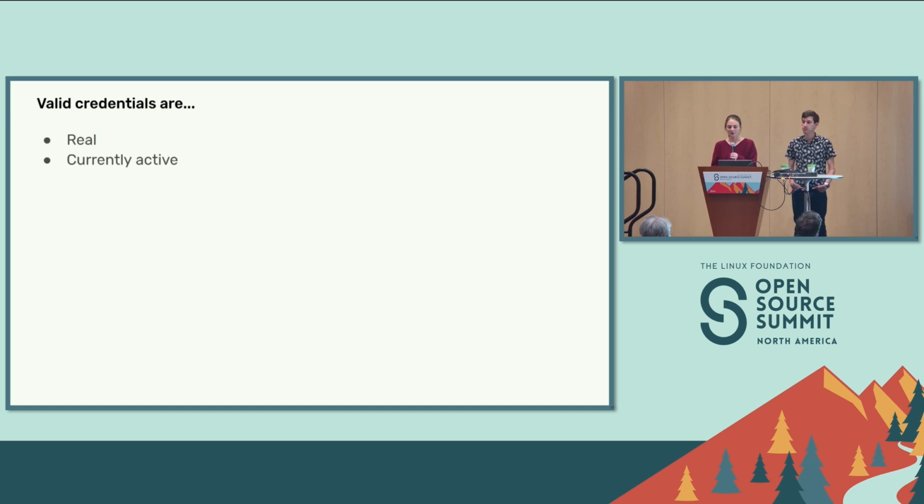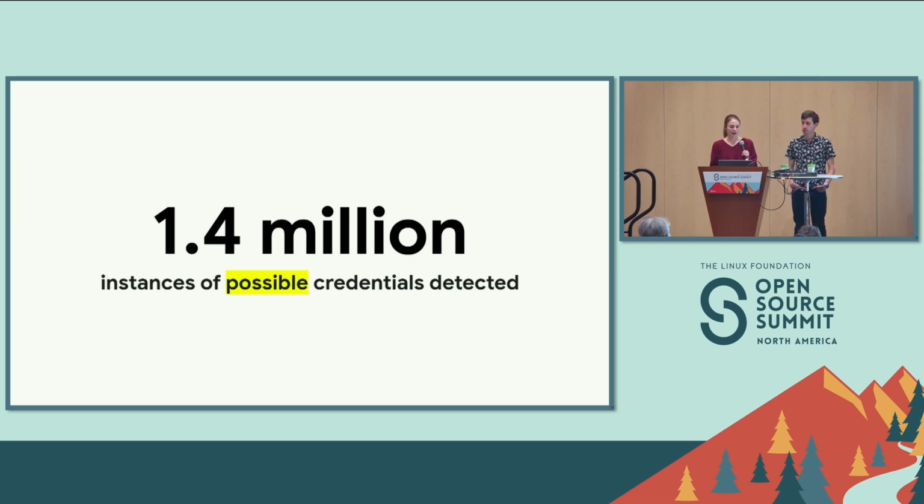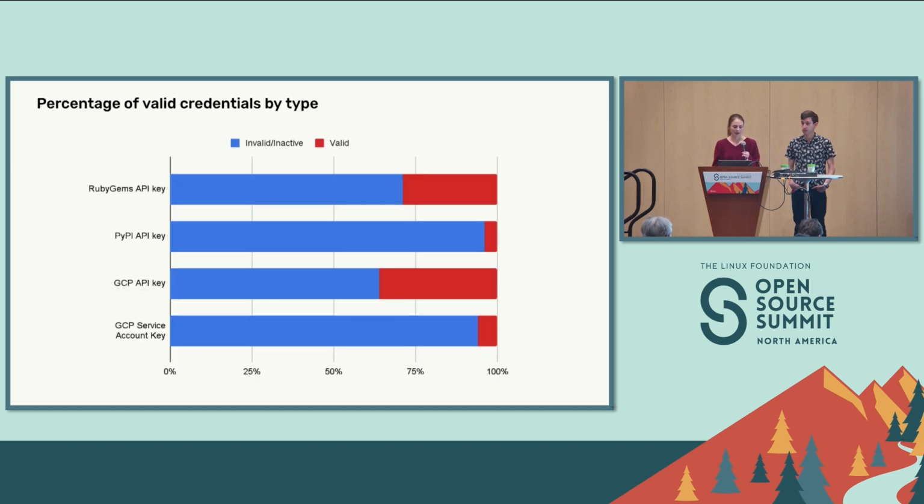For that reason, we report all possible credentials and let the upstream providers filter out the invalid ones on their end. So while we found around 300,000 instances of valid credentials, we actually found about 1.4 million possible instances of credentials during our scan. And we can see a breakdown of these by credential type.